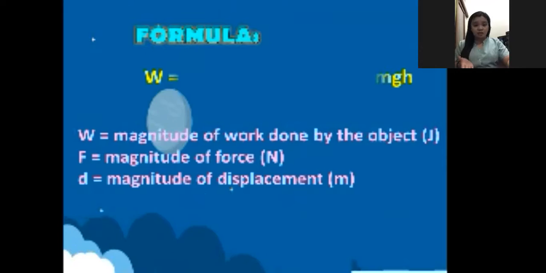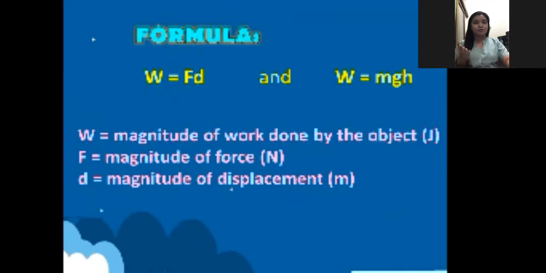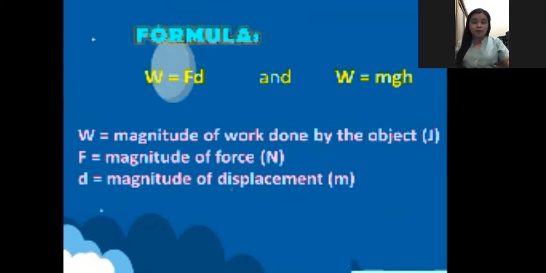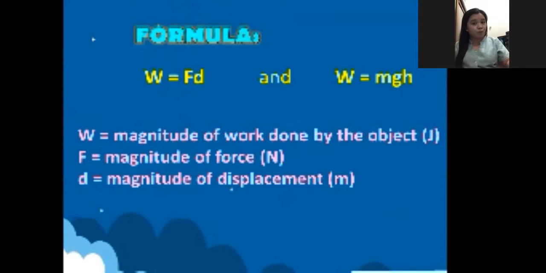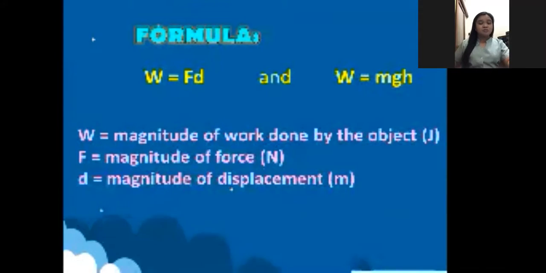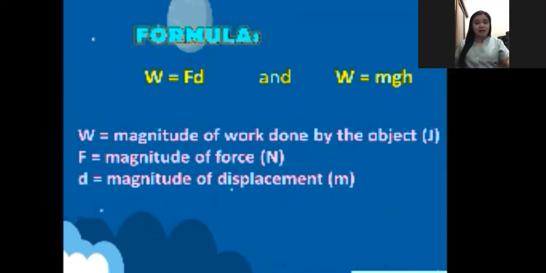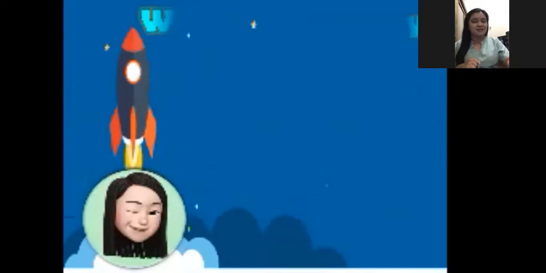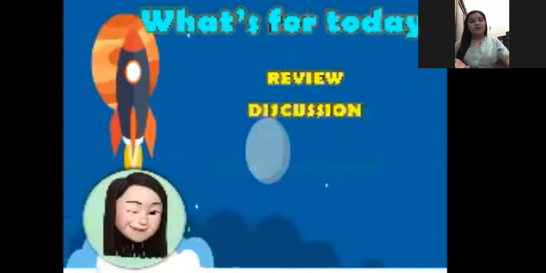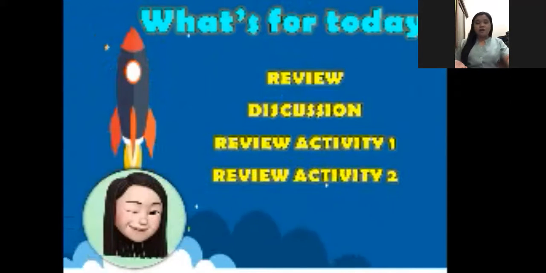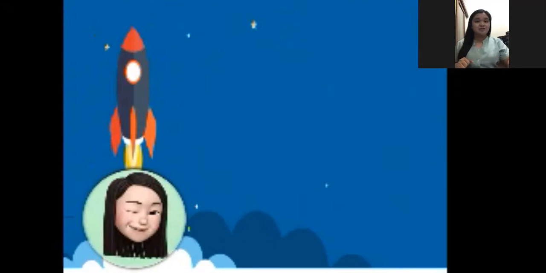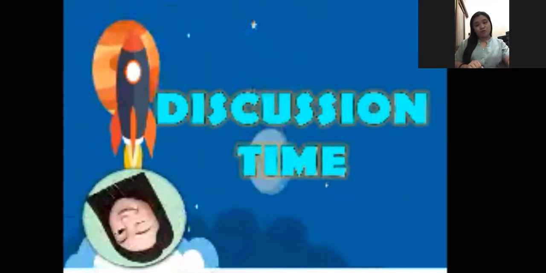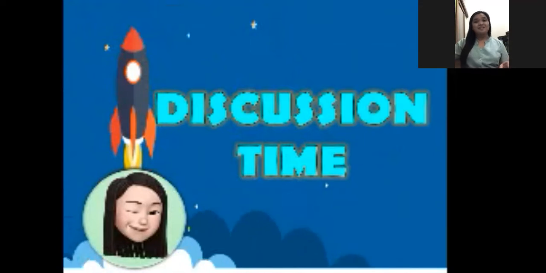Also, we learned the formula for solving work. The formula of work is equal to F, the magnitude of force, times D, the magnitude of the displacement. Don't forget that. We're done with our first agenda of the day, which is the review. Now, let us go on with the second part, which is the discussion time.